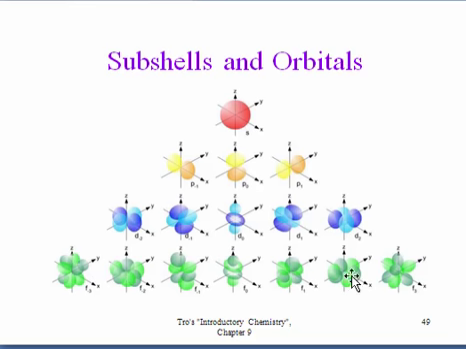Here is the F subshell. There are 7 F orbitals, and they're very complicated. I refer to them as F for flower because they have many, many lobes. So let's review. This is our S subshell, 1 S orbital. P subshell, 3 P orbitals. D subshell, 5 D orbitals, and F subshell, 7 F orbitals.